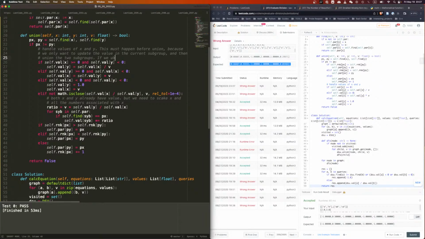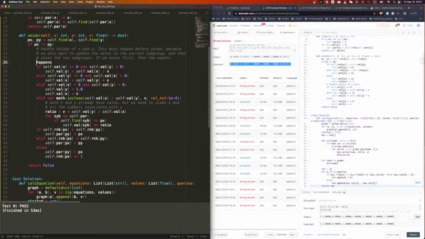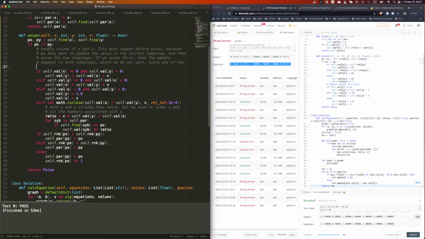If we union first, then the update happens to both subgroups, which we do not want, since one of the subgroups serves as the base.